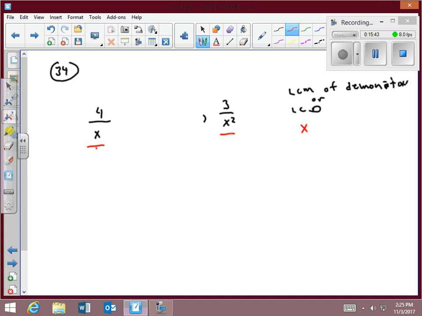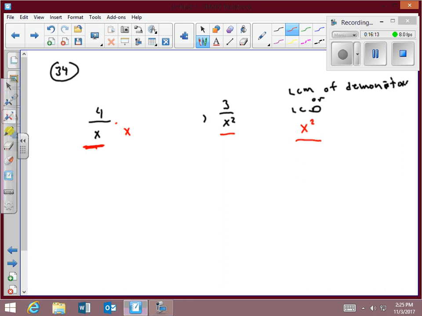And the first one is x, it's only to the first power. The second one is x squared, so x squared is the least common denominator, or least common multiple of the denominators. Now what they're asking you to do is build each denominator so that it is x squared. So you compare this with this right here. It lacks an x. So what you need to do is have another x in the denominator.